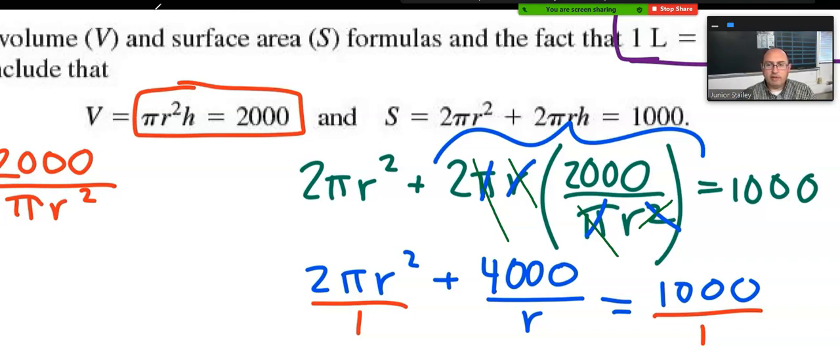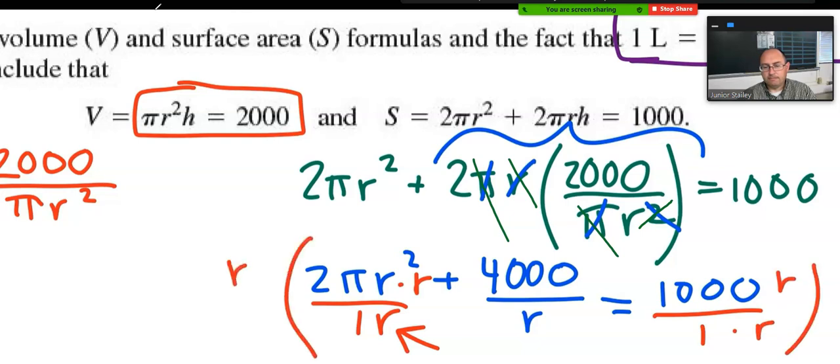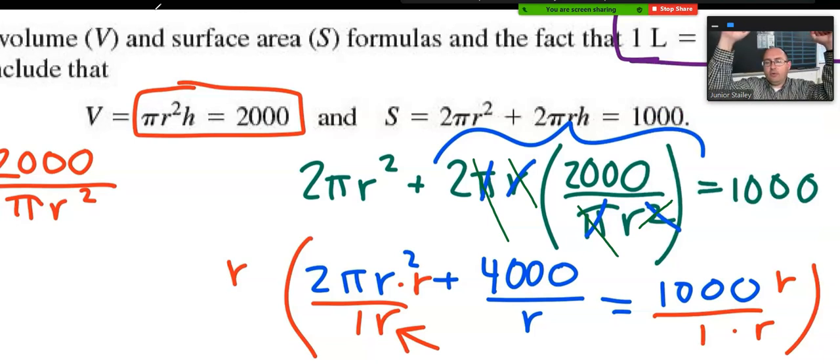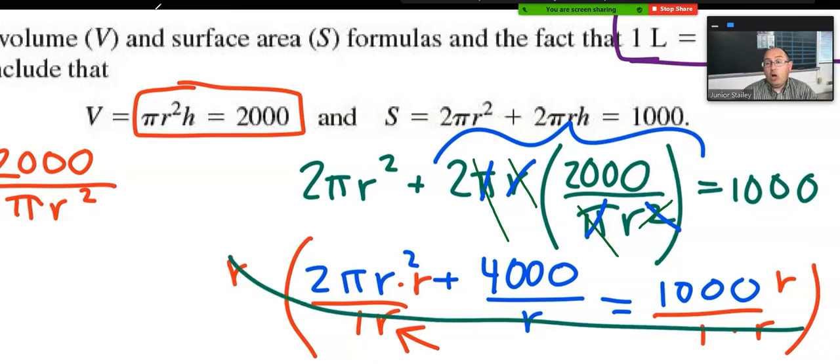Get the common denominator. Multiply by r. What is this denominator over here missing that the other ones have? r, top and bottom. What's this one over here on the far right missing? r also. And if you multiply the entire equation by that common denominator, what magic happens? The denominators are now 1. The denominators are gone.